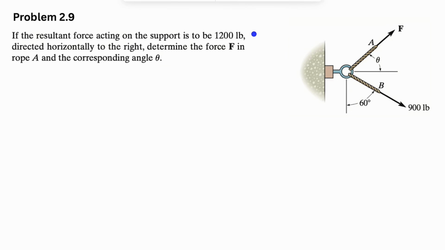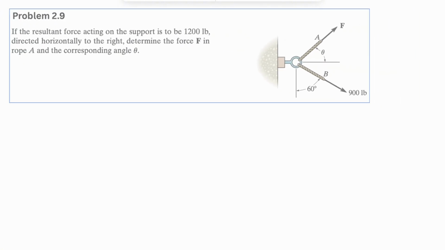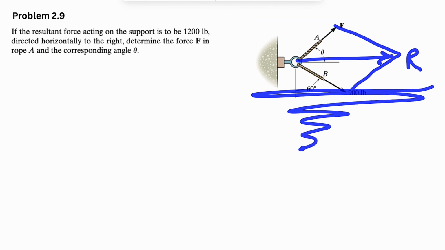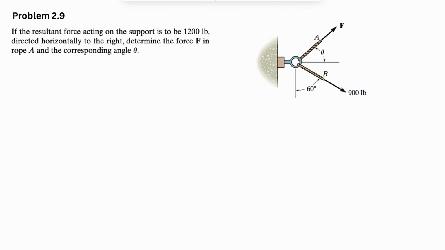Okay, so welcome back. We have another question from the second chapter of Engineering Mechanics Statics by Hibbeler. If the resultant force acting on the support is to be 1,200 pounds, which is directed horizontally to the right, we know that the resultant of these two is directed to the right. And for that, we can make a parallelogram. This is going to be our resultant, which we know is horizontal, and it's acting to the right. So we need to determine the force F in the rope A and the corresponding angle theta.